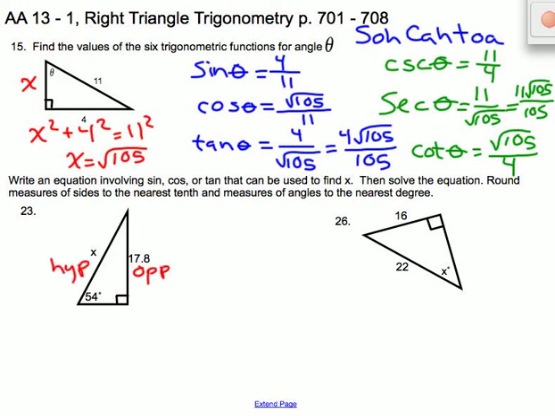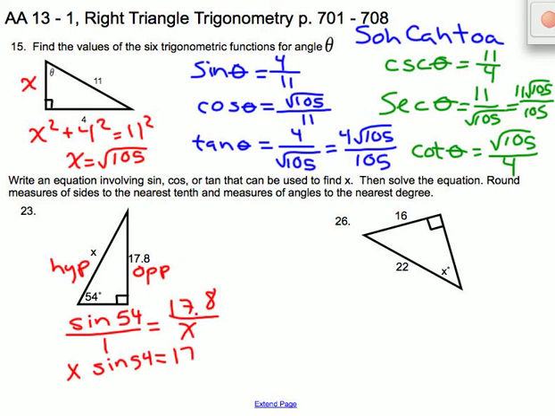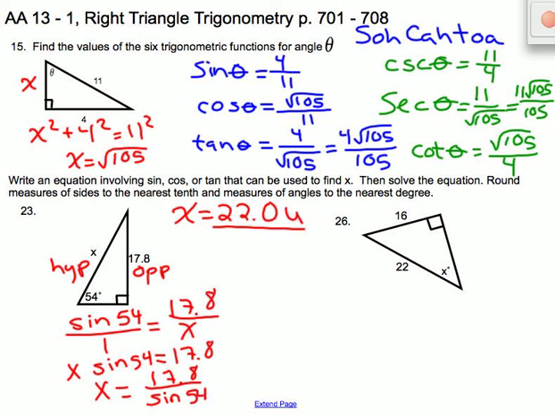So opposite hypotenuse is sine. So to write my equation, I'm going to take sine of 54 over 1 equals the side opposite, 17.8, over the x, which is the hypotenuse. Cross multiply, I get x times the sine of 54 is equal to 17.8. Dividing both sides by the sine of 54, I will find my x value. And make sure you're checking your calculator, make sure you're in the degree mode. And when I simplify up, x is equal to 22.0 units. You are dealing with a triangle, so you need to label the sides by units. And because it says the nearest tenth, I have to put the 0.0.